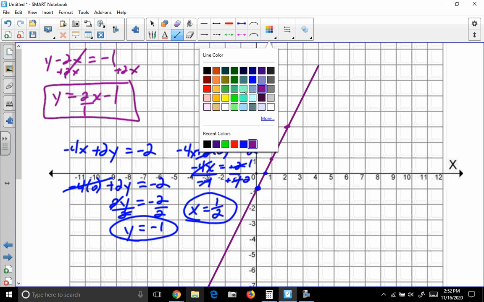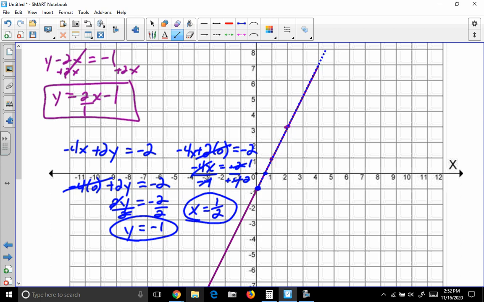So if we draw a line through those 2 points, notice every point that's on the blue line is also on the purple line. So if a point, this point, works for the purple, it works for the blue, so that's a solution. This point works for the purple, it works for the blue, it works for both.